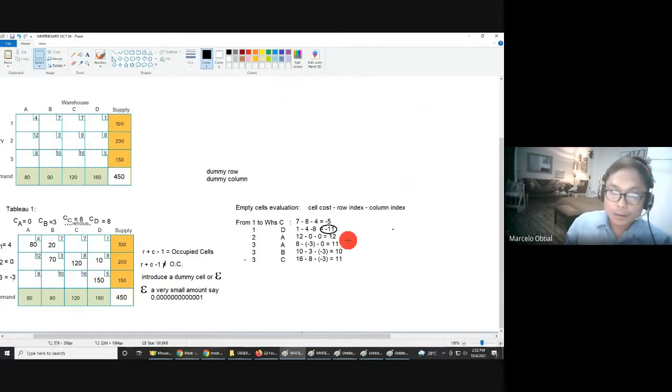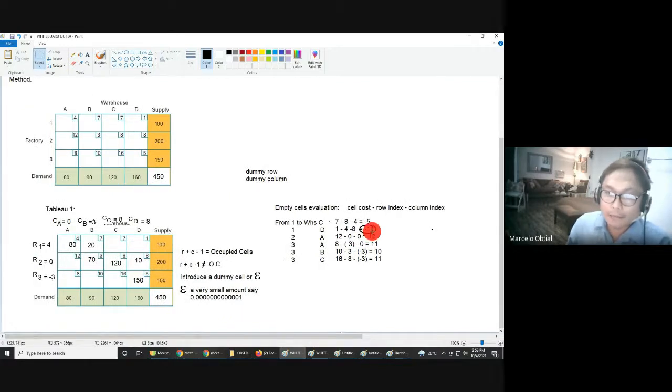Next. So, we will create a closed path. Dito lang sa 1D. Compare with the long method, we are creating a closed path in every empty cell. But in MODI, yun lang yung pinaka-negative. So negative 11 is cell 1D. So it's here. Okay? So let us create a closed path.